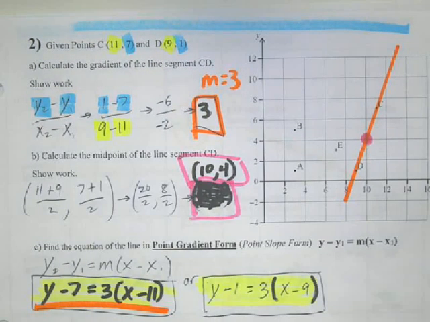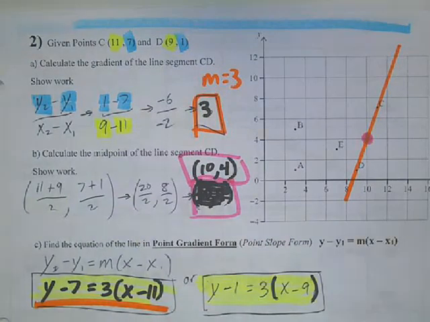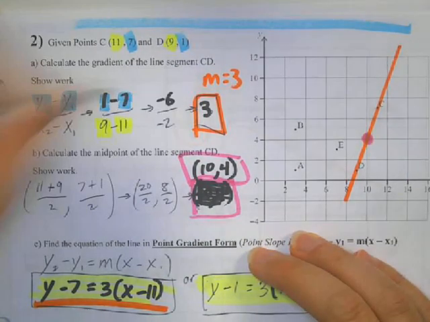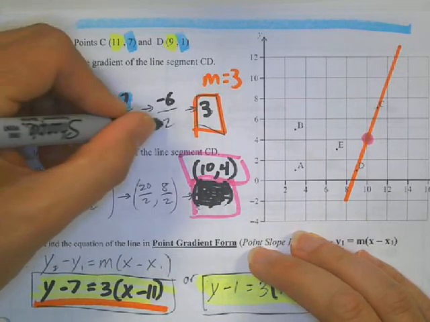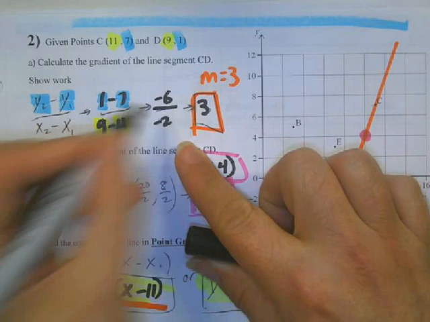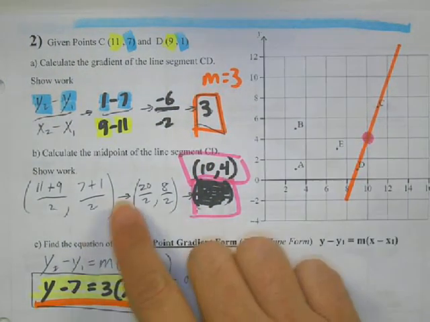So 1 minus 7 is going to give me negative 6. 9 minus 11 is going to give me negative 2. And a negative divided by a negative gives me positive 3.